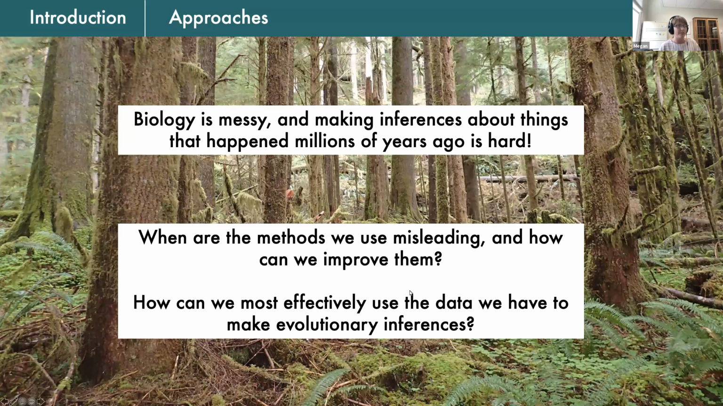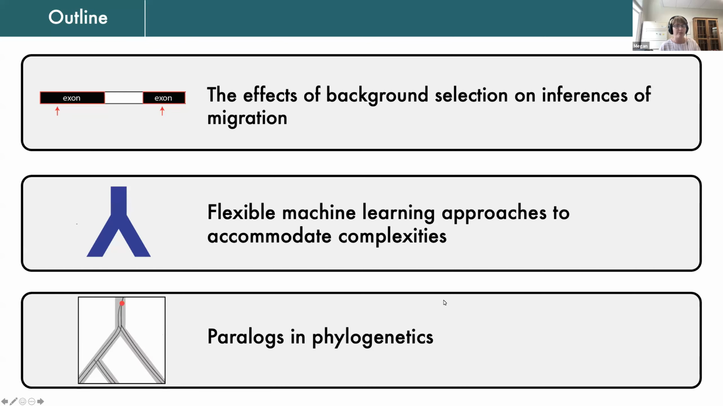And so I'm going to talk about these two things today by focusing on three different small research stories. First, I'm going to talk about the effects of selection on inferences of migration. Then I'll talk about some machine learning approaches that can help us do a better job. And then finally, I'm going to shift gears a little bit and talk about the data we use instead of the models we use, and how we can use paralogs in phylogenetics. And so we'll start by talking about selection and migration.